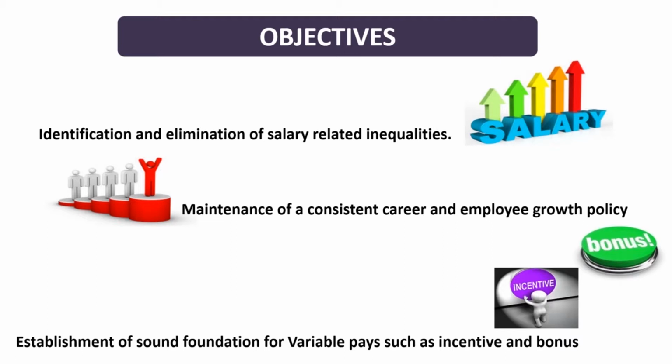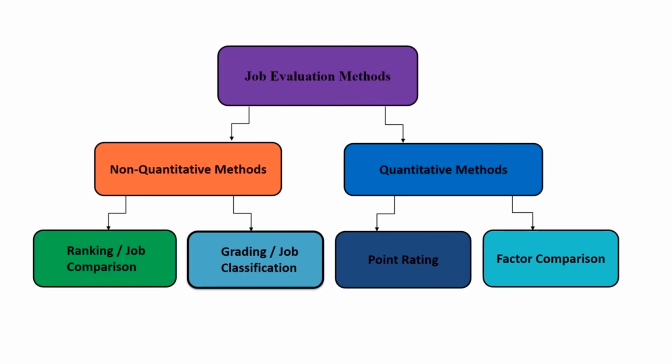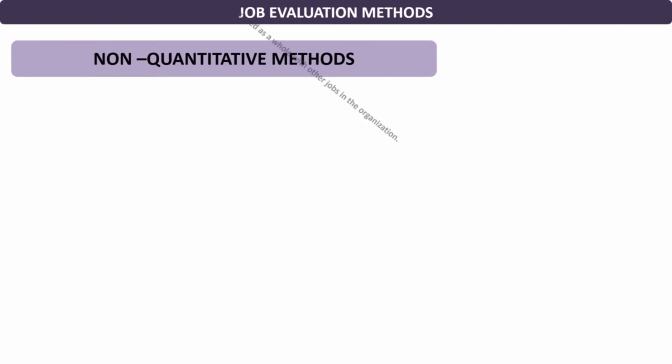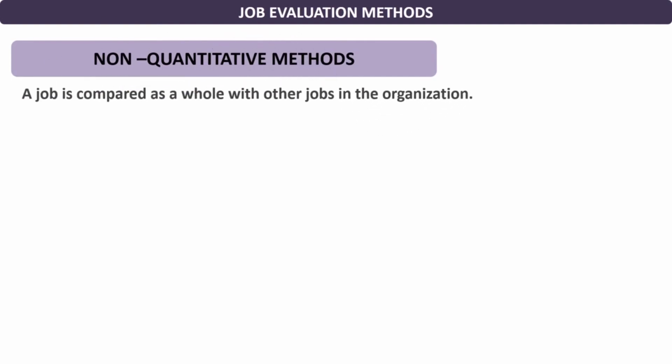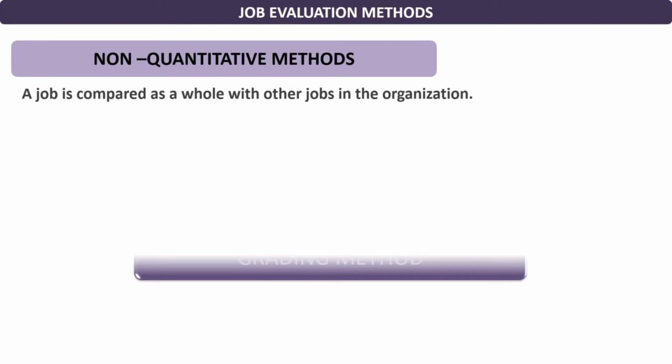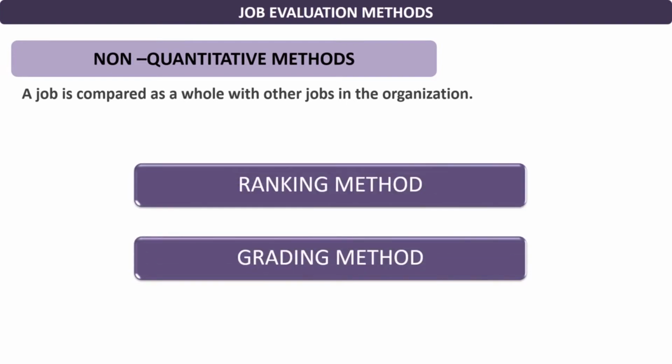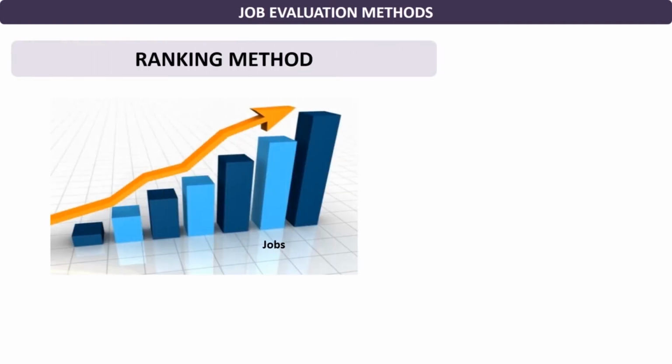Now, looking at the methods of job evaluation, there are basically two types of methods: non-quantitative and quantitative. Under non-quantitative methods, a job is compared as a whole with other jobs in the organization. Well, one of the non-quantitative methods is ranking method. Well, the ranking method is the simplest form of job evaluation.